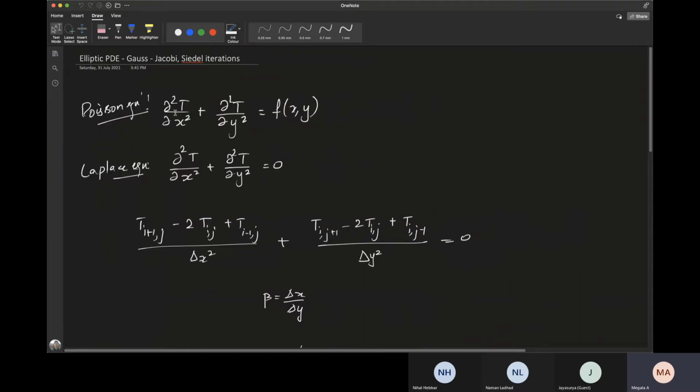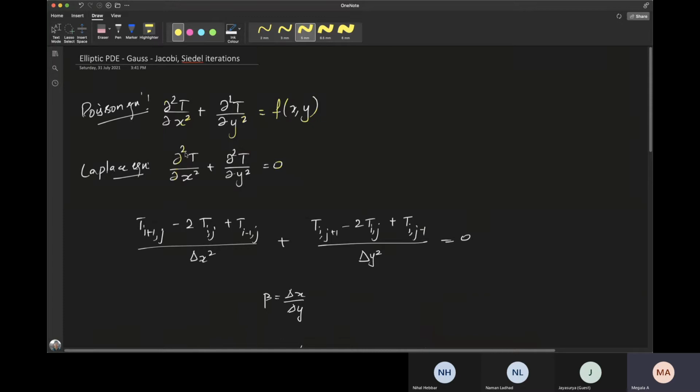So first is the Poisson's equation. Here we have a second order differential operator in both x and y, and this is a non-homogeneous equation wherein f of x comma y is non-zero. So this is a Poisson's equation. If f of x comma y is 0, then we get the Laplace equation.